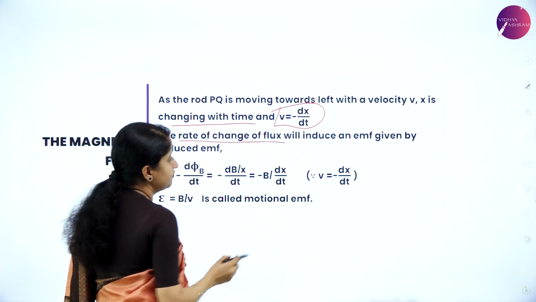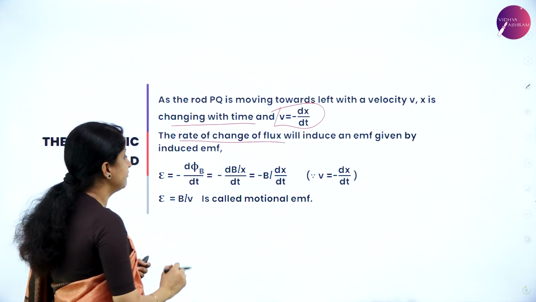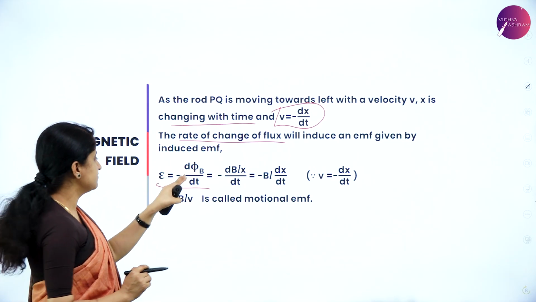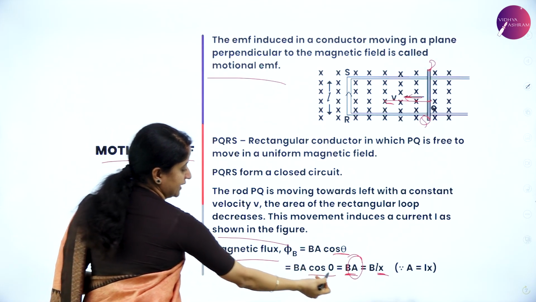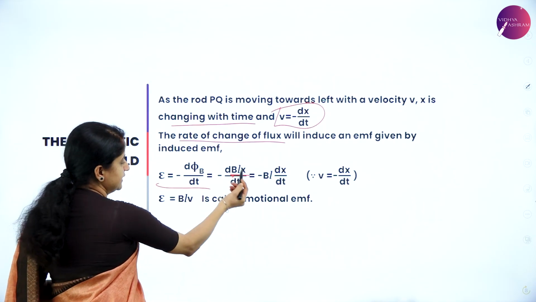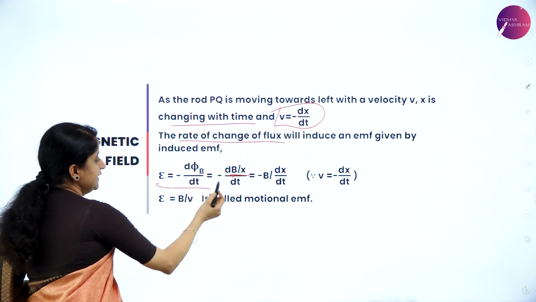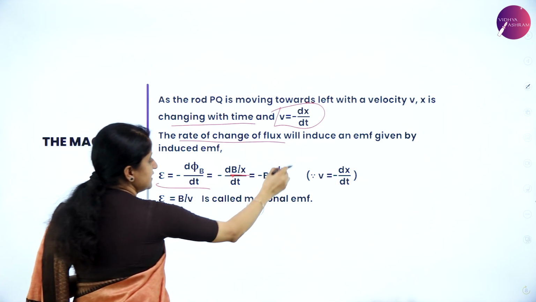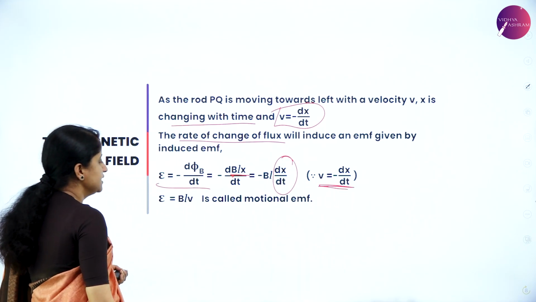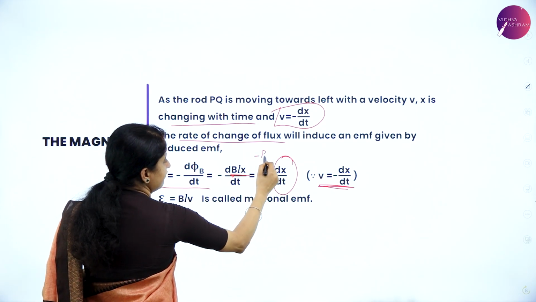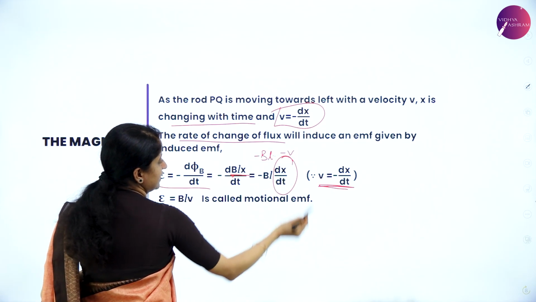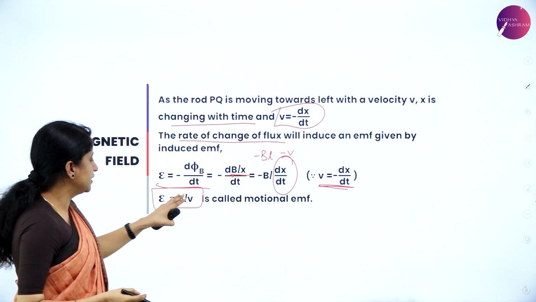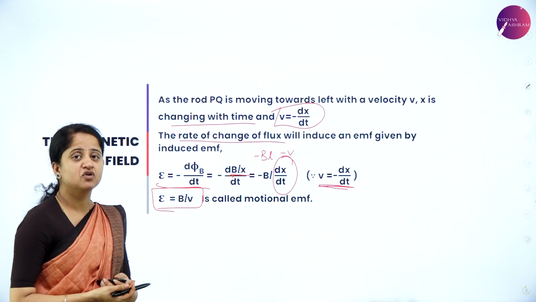The rate of change of flux will induce an EMF, given by E is equal to minus d phi B divided by dt. What is phi B? It is nothing but B into L into x. Substituting the same, we can write it as minus BL into dx divided by dt. What is dx divided by dt? It is nothing but velocity, so we substitute minus V. Minus B L into minus V is nothing but plus B L V. So E is equal to BLV, and it is called the motional EMF.